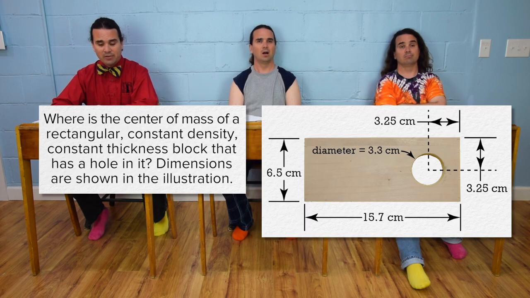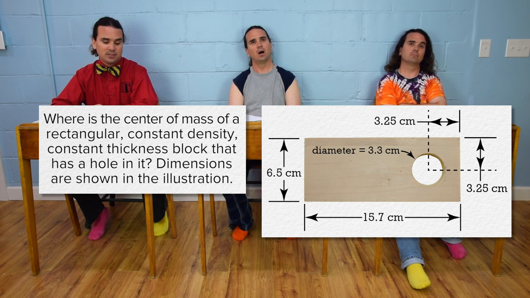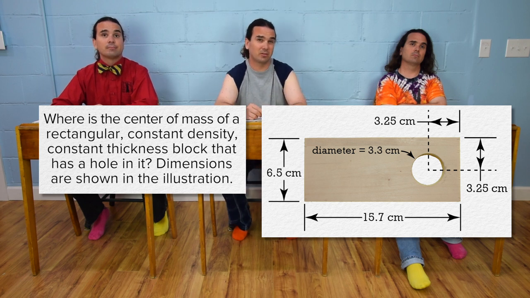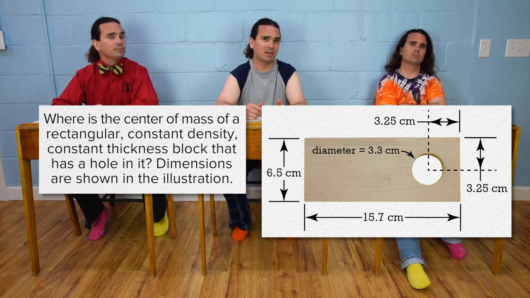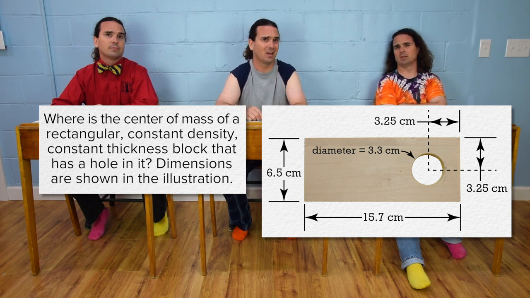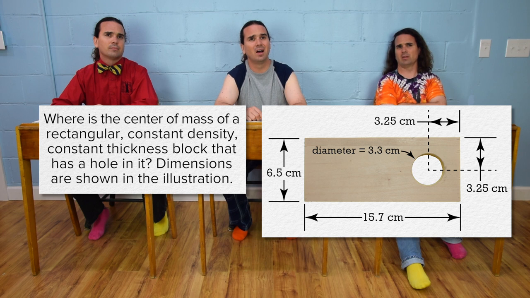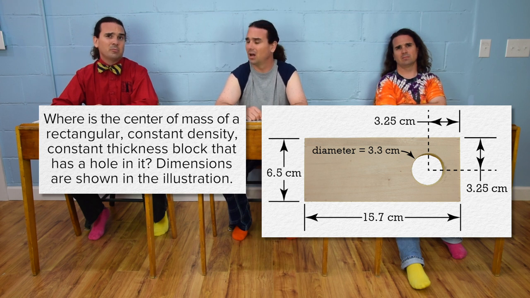Flippin' physics. Where is the center of mass of a rectangular, constant density, constant thickness block that has a hole in it? Dimensions are shown in the illustration. Okay, this looks very similar to the problem we just did, where we had an L-shaped block we treated as two pieces. But this is a block with a hole in it. Where are the pieces we can identify? Maybe the hole is one piece? And the rectangular piece only without a hole in it is the other piece, maybe? Maybe.